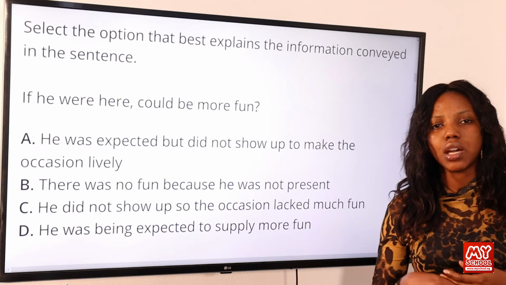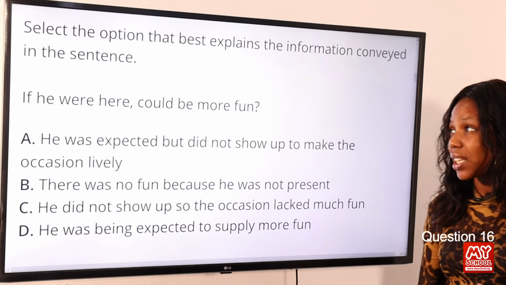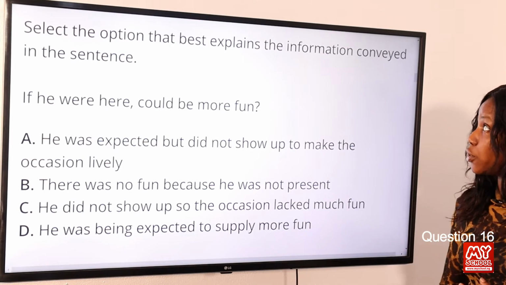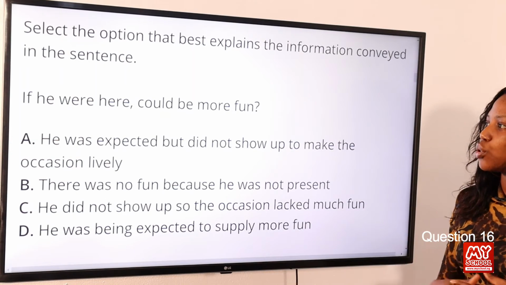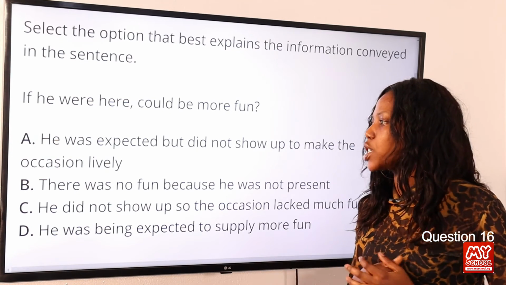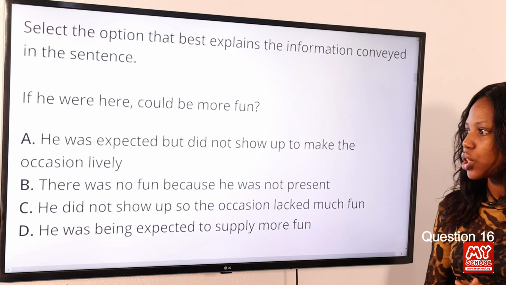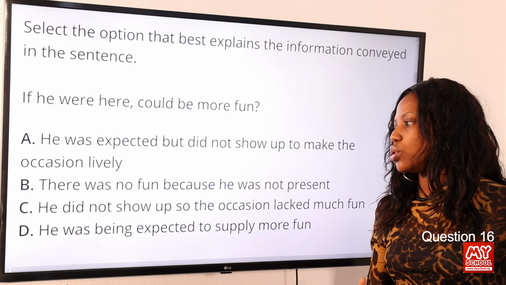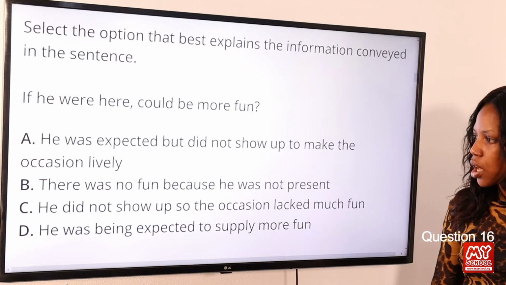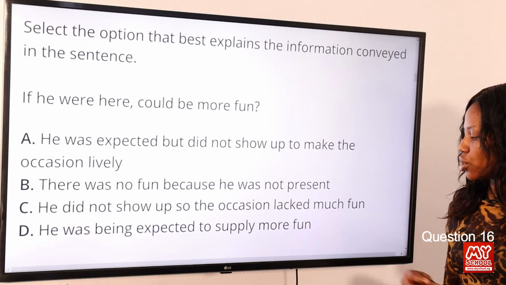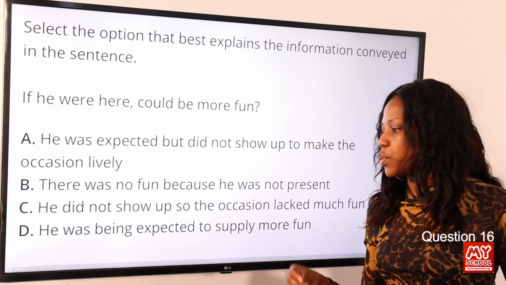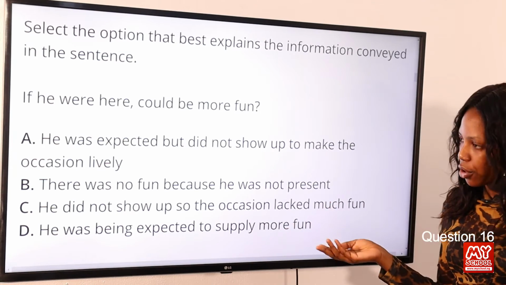Now moving on to question 16, select the option that best explains the information conveyed in the sentence. If it were here, could be more fun. Option A, it was expected but did not show up to make the occasion lively. Option B, there was no fun because it was not present. Option C, it did not show up so the occasion lacked much fun. Option D, it was being expected to supply more fun.